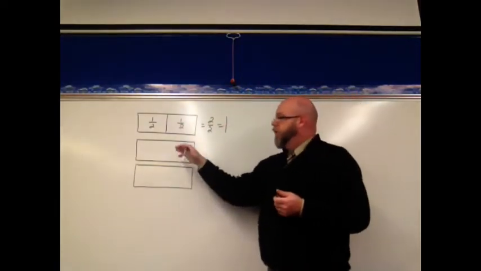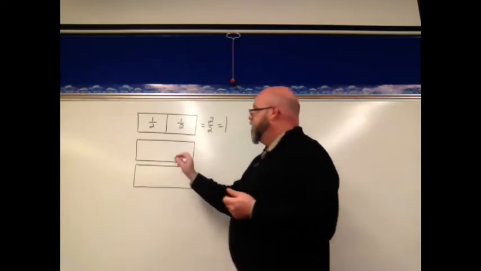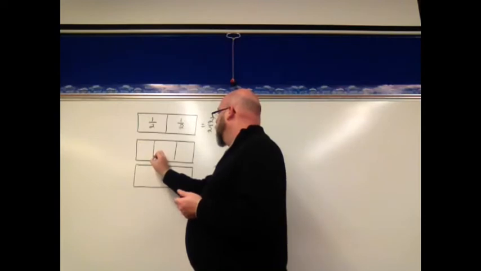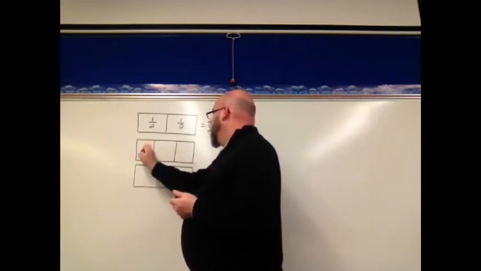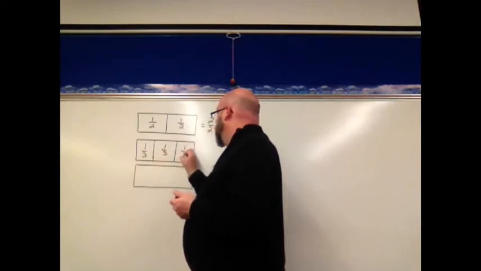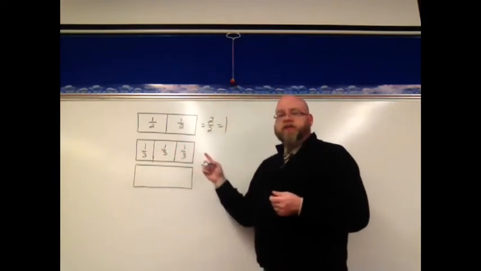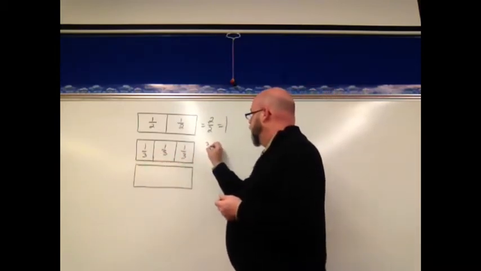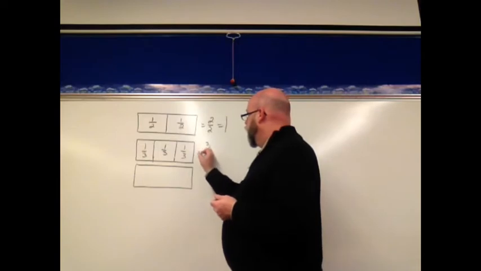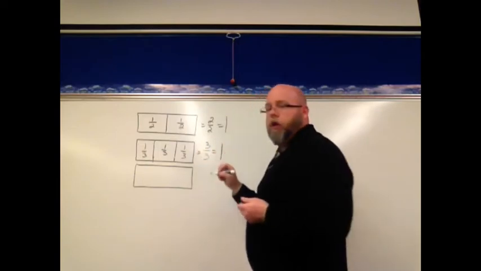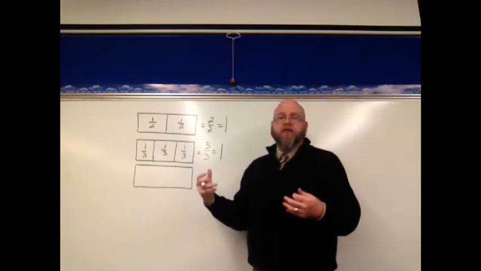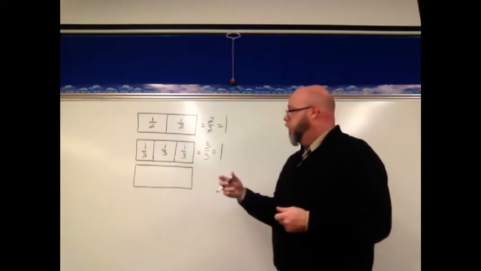If I look at this one, again, it's a whole piece. If I divide it into three segments, each segment is 1/3. Together, the 1, 2, 3 thirds, they will equal one whole. Again, we're talking about fractions being part of a whole, representing part of a whole.